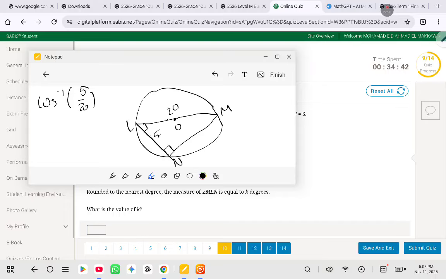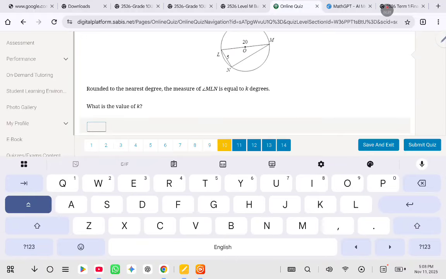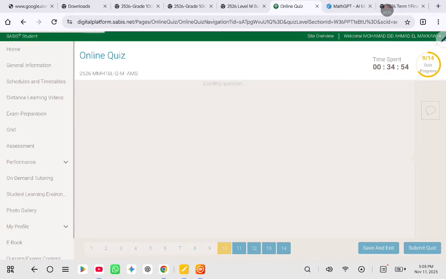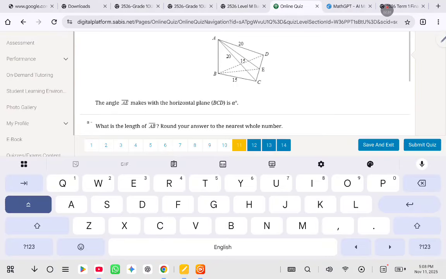So you do cosine inverse 5 over 20, and then you get 75.5, and then they said to the nearest degree, so 76. Okay, question 11.